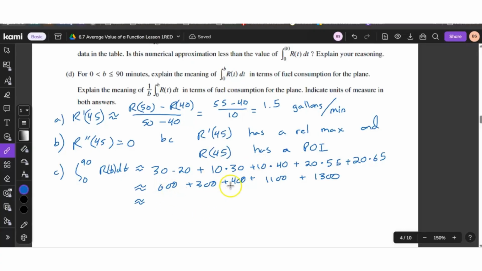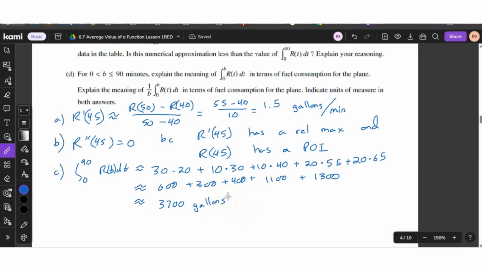So I put all that together. It's just a Riemann sum. So this is the width times the height, and it's the left-hand one that we took the height from. So that's going to be 1,000, 2,000, 3,000, 3,700. 3,700 gallons.